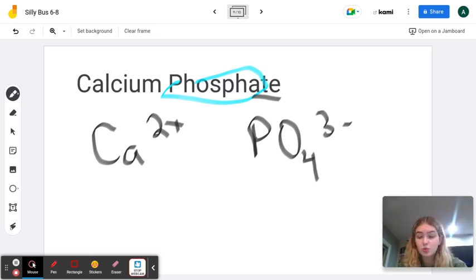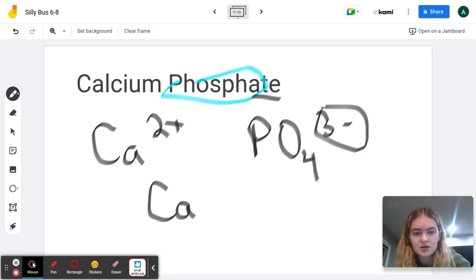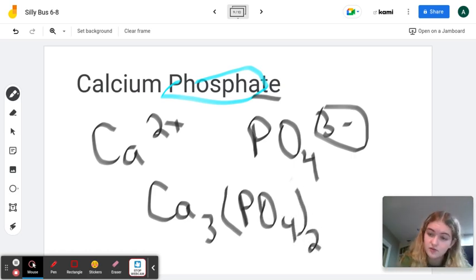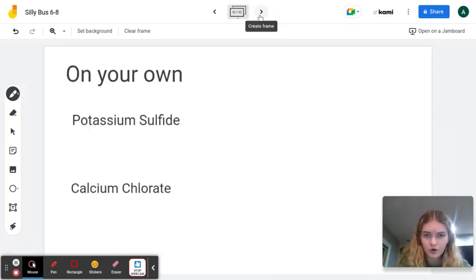So we'll crisscross one more time. So Ca is going to take the charge up here, 3, put it down here. When we do the crisscross for the phosphate over here, we have to put parentheses around phosphate. And then put the charge of phosphate. Just like that. And that's your simplified version. It's a 3-to-2 ratio. So we know we can't simplify it any further.